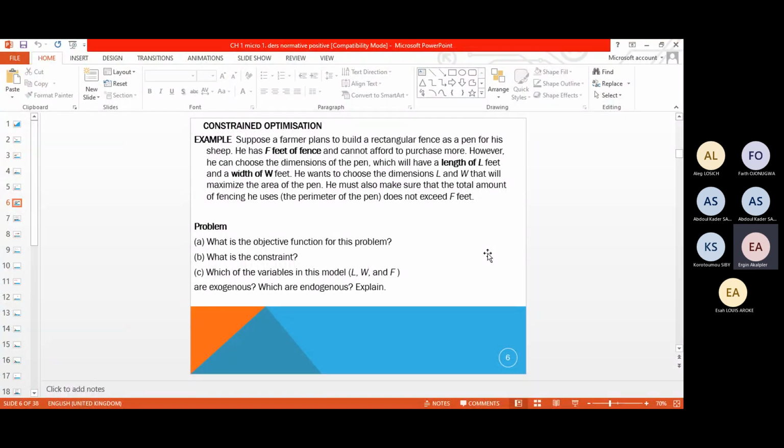What is the constraint? And which of the variables in the model, L, W, and F, are exogenous and which are endogenous? This is going to be explained to you for being able to understand the model and the components of the model, how it is going to be created, and what is going to be used for the effect of each on the others in a given model.